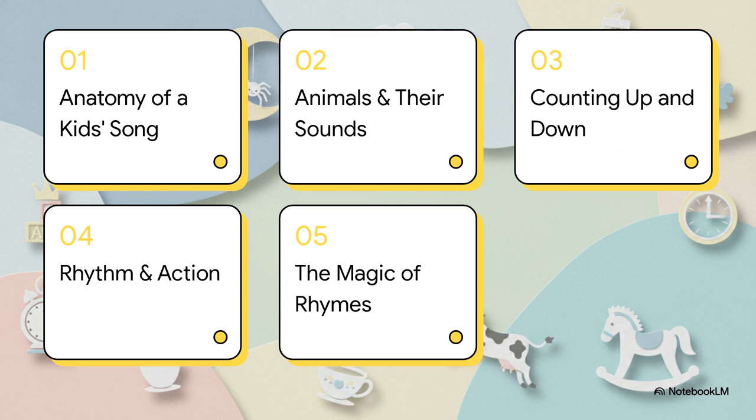1. Anatomy of a kid's song. 2. Animals and their sounds. 3. Counting up and down. 4. Rhythm, repetition, and action. And 5. The magic of rhymes.